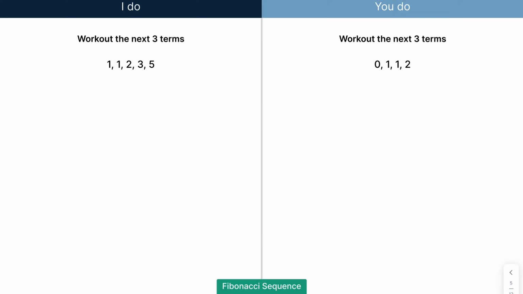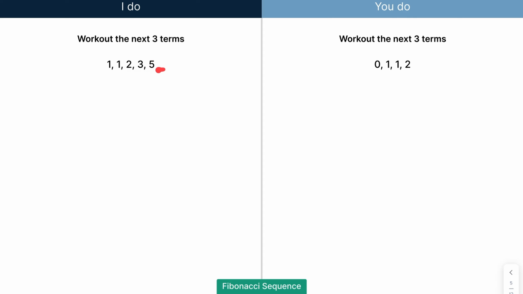So here we have a Fibonacci sequence, and it says work out the next three terms. The way a Fibonacci sequence works is the next term is just the sum of the previous two. Now, what does that mean? If you start with this one, this is the sum of these two. So 1 plus 1 is 2. If I go to the next one, it's the sum of the previous two. 1 plus 2 is 3. If I go to the next one, it's the sum of the previous two.